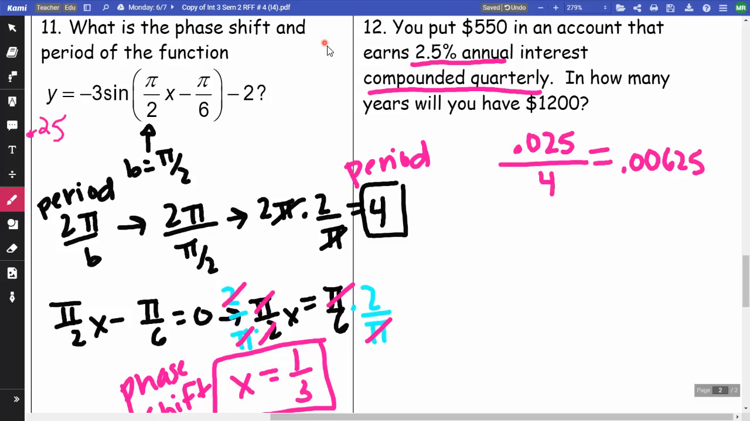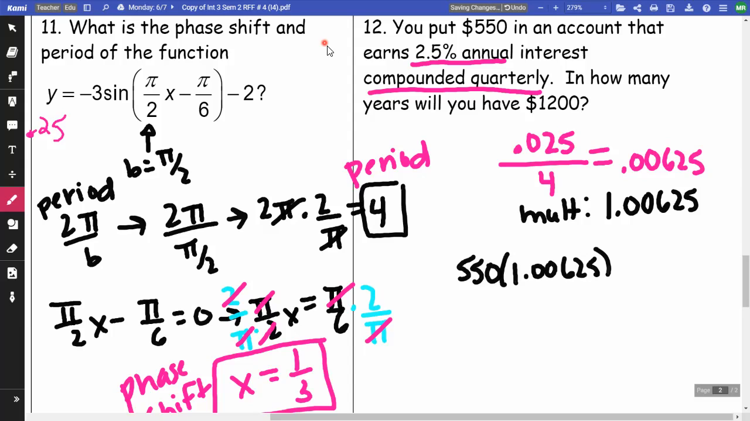0.00625. And when I do this as a multiplier, if I move my decimal 2 places, it is 0.625% every quarter. So 1.00625 is my multiplier. Got to add it onto the 1. So let's see. We're starting off with 550 times 1.00625 to the power x.